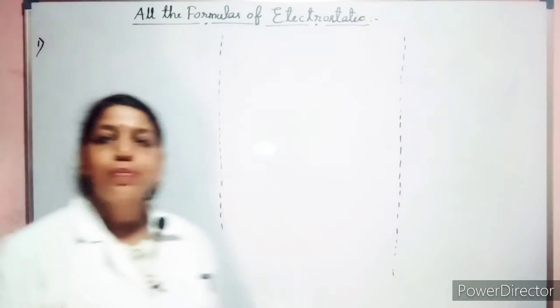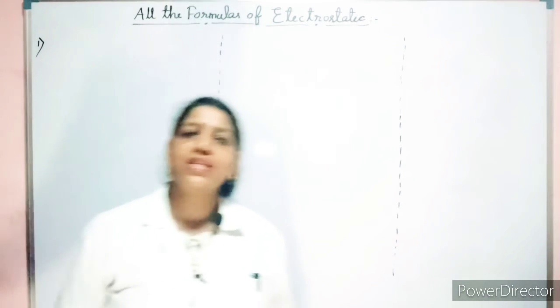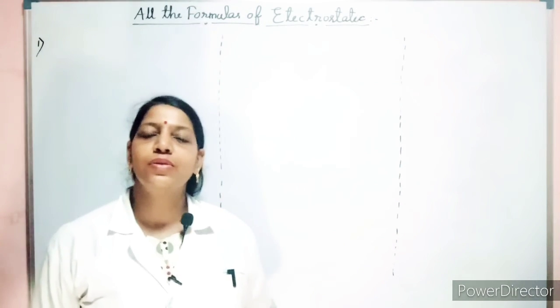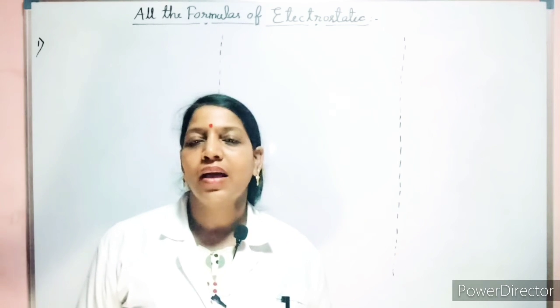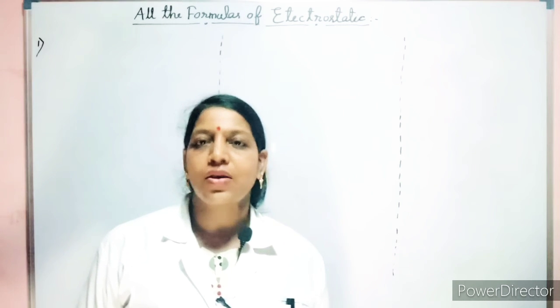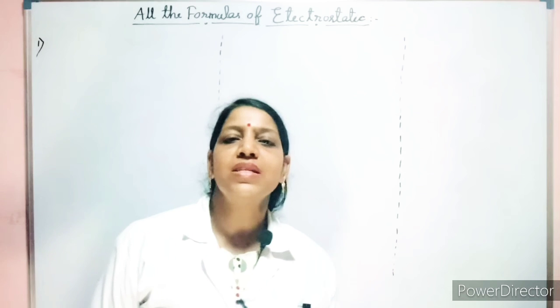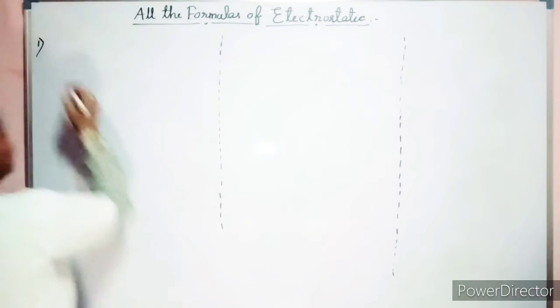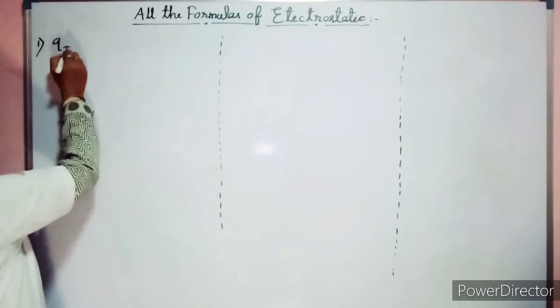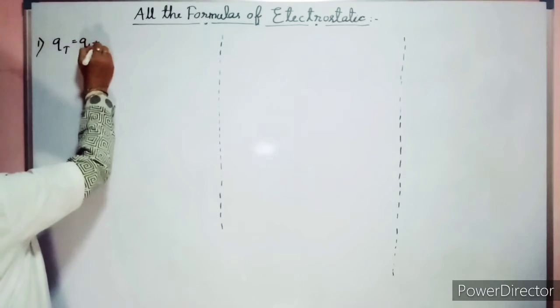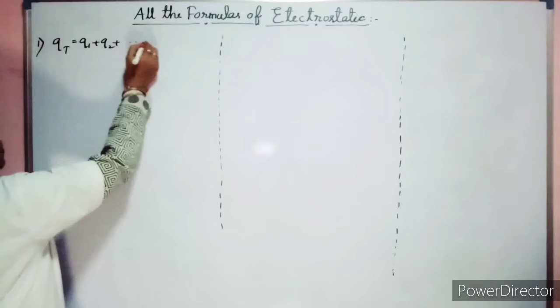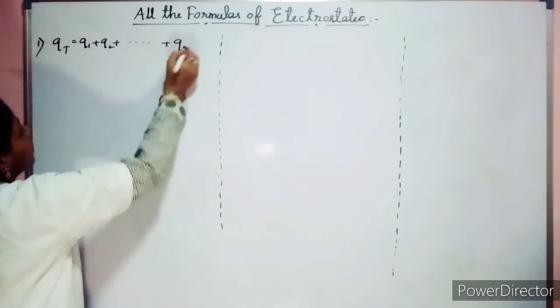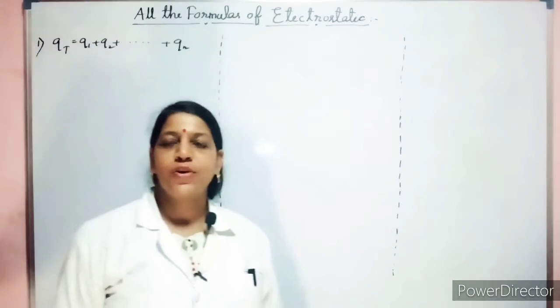First, if there are n number of charges, then what will be the total charge? The total charge equals the summation of the individual charges, or you can simply say the total charge is the algebraic sum of the individual charges. So what you will write is Qt equal to Q1 plus Q2 up to Qn. This is the total charge formula.